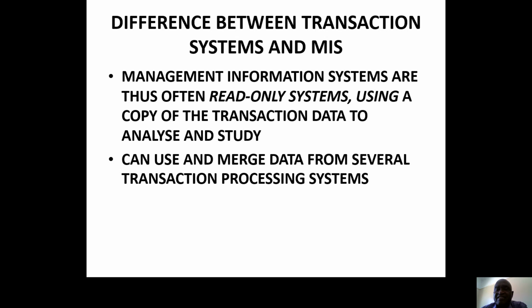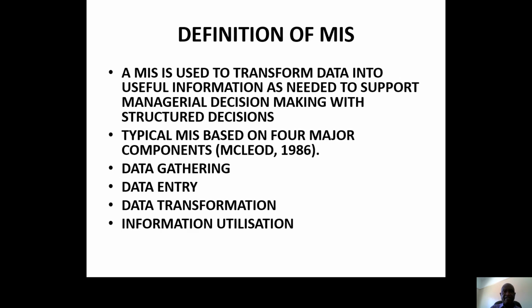And where is the transaction data? There are a number of systems which are composed in the transaction information systems. It can use and merge data from several transaction processing systems. And e-procurement, I suppose, is one of them. We want to find out, where does it lie? Right. Information system: data gathering, data entry, data transformation, data utilization, part of management decision making.